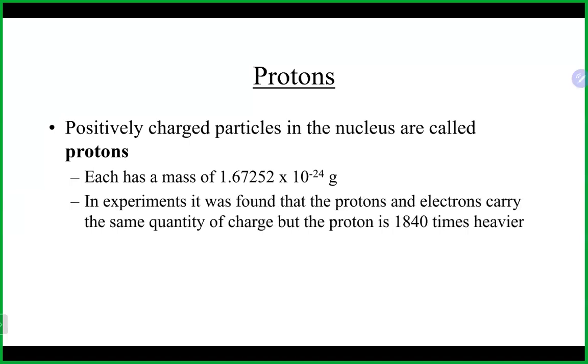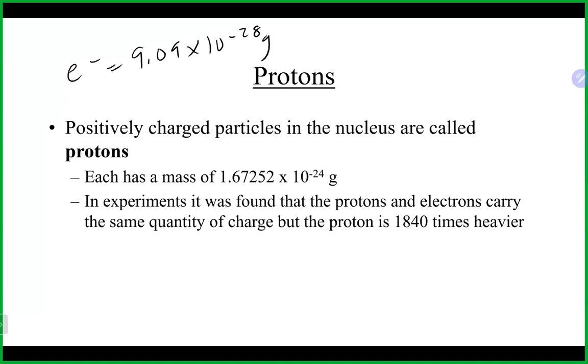Now we talked about protons, and protons again were found to be positively charged. They've also been found to be in the nucleus of an atom. They have a mass of 1.67252 times 10 to the minus 24 grams. If you remember, the electron was approximately 9.09 times 10 to the minus 28 grams, give or take. That means the proton is actually much, much heavier than an electron.